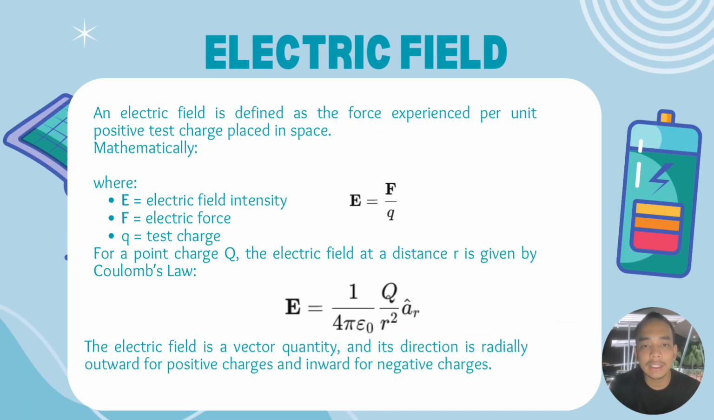Next, electric field. The electric field is defined as force per unit positive test charge. E equals F divided by Q. For a point charge Q, the electric field at distance R is given by E equals 1 over 4 pi epsilon naught times Q over R squared in the radial direction. The direction of the electric field is outward for positive charge and inward for negative charge.